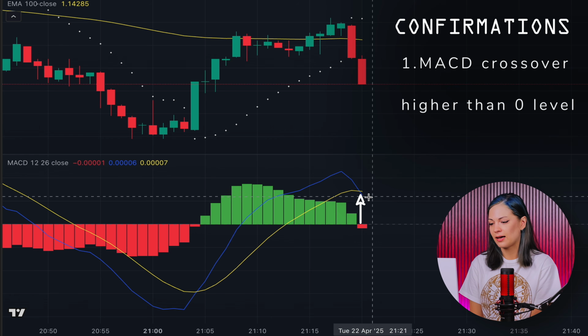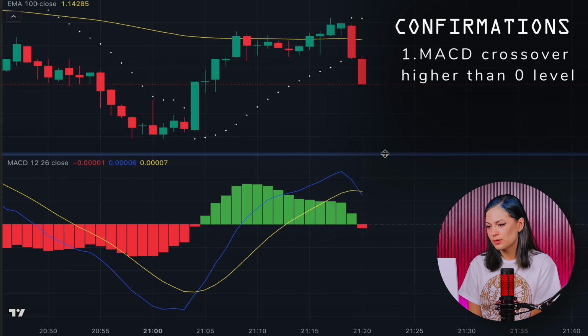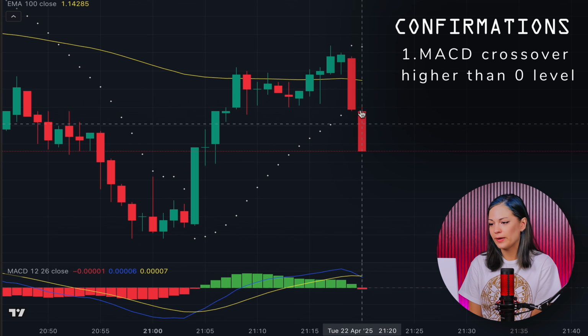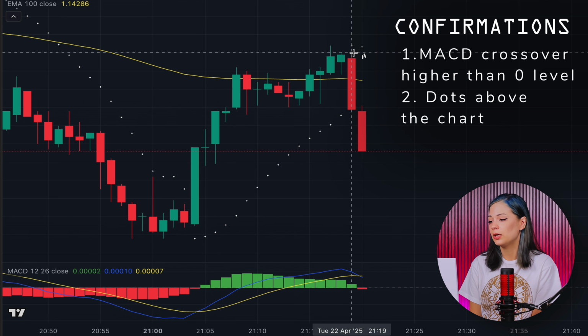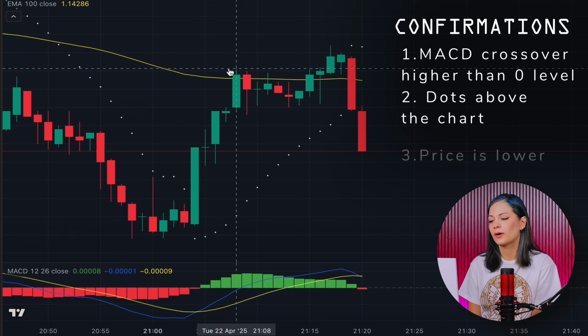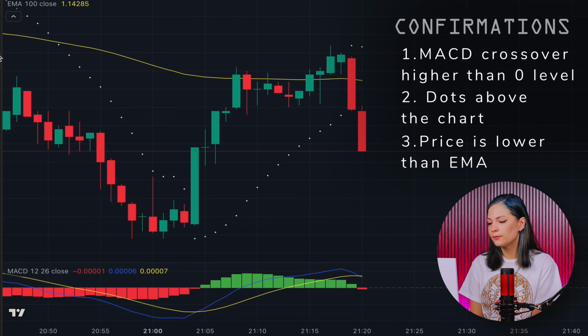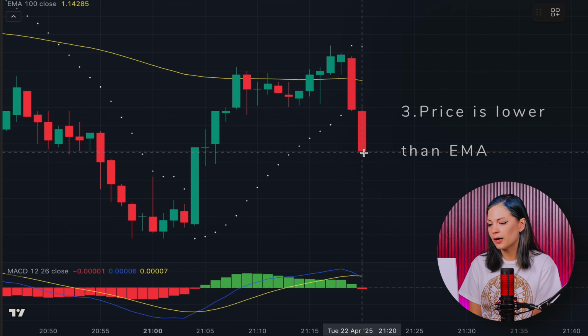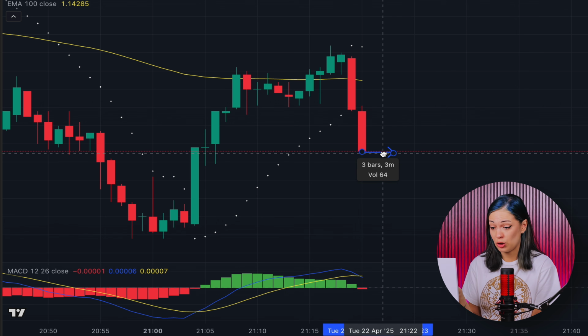So for a downward trend, everything is the same but vice versa. We see that MACD is higher than the histogram, and also we're looking at parabolic SAR. We have dots above the chart, above the candlesticks, and also the price is lower than the level of moving average. So of course from this point we are going to enter into a deal for 3 minutes, choosing 3 bars as always.